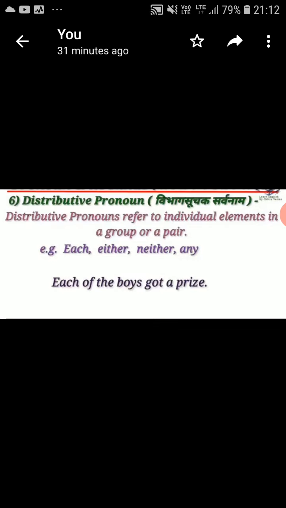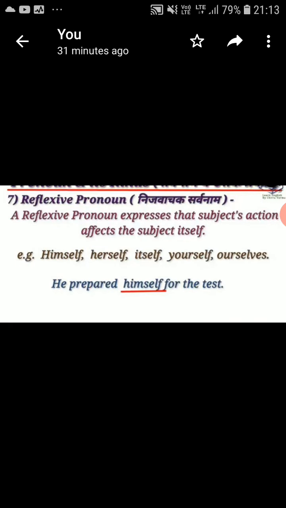Distributive pronoun. Distributive pronouns refer to the individual elements in a group or pair. A distributive pronoun is used to refer to individual elements of a group, like each, either, neither, any. An example is given here: each of the boys got a prize. Children, when each is given and after that there is a preposition, each is used as a distributive pronoun. But when there is each boy, at that time it is used as a distributive adjective.